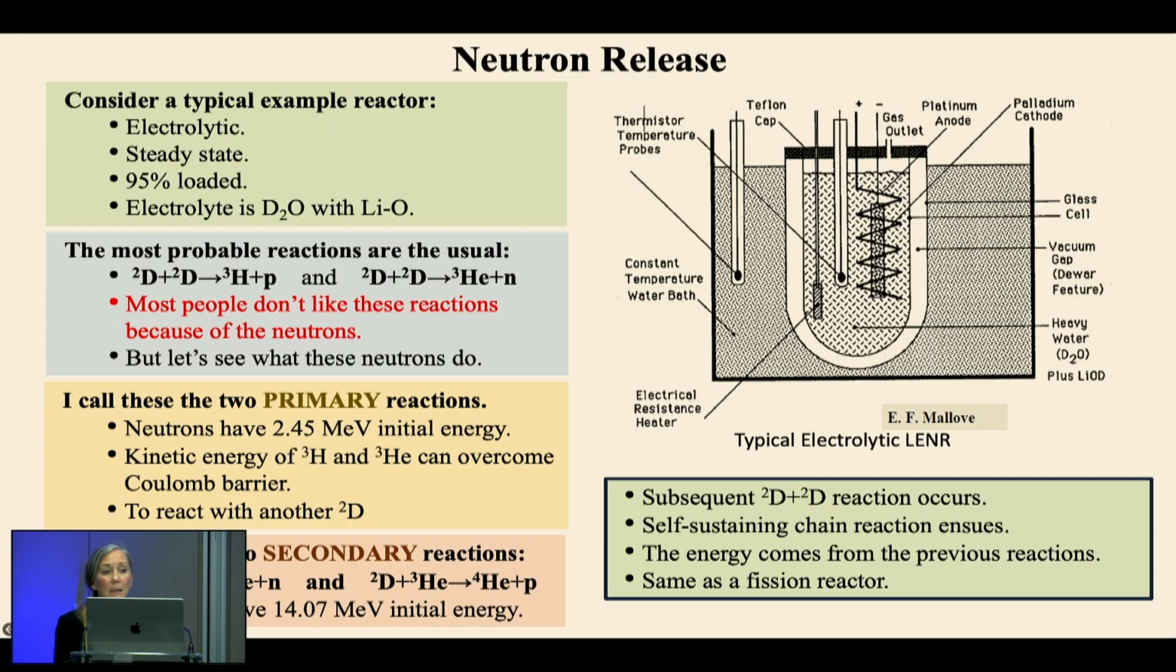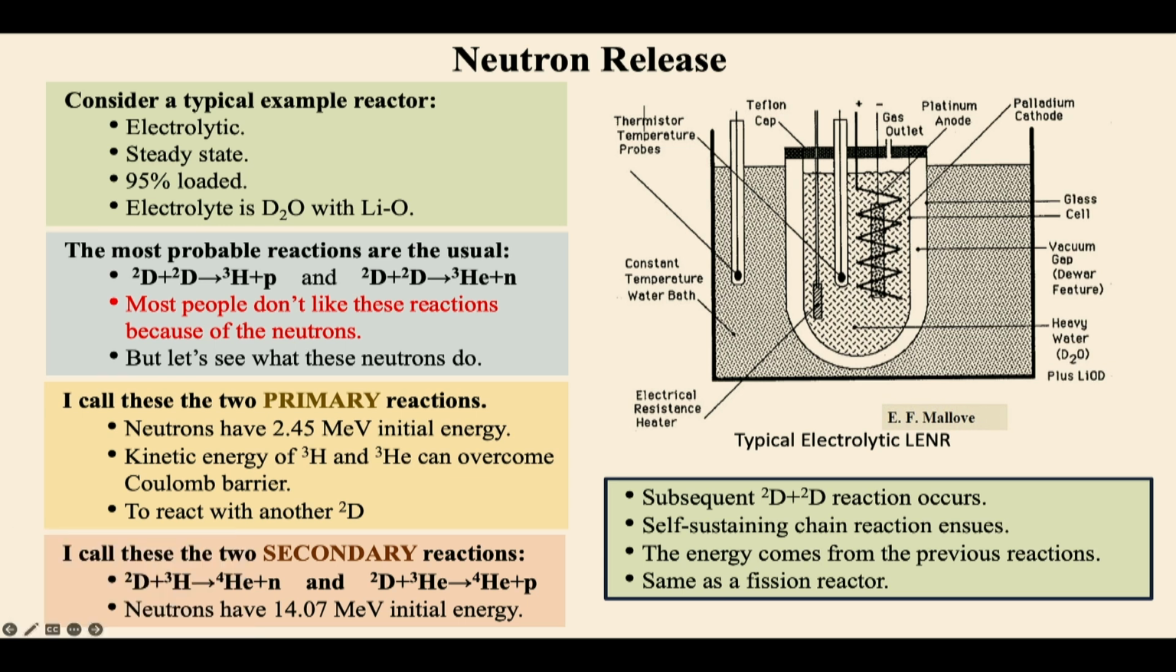Let's consider a typical reactor, electrolytic, running in steady state at 95% loaded. The electrolyte is heavy water with lithium. The most probable reactions are the usual ones seen here. But most people don't like these reactions because of the neutrons. But let's see what these neutrons actually do.